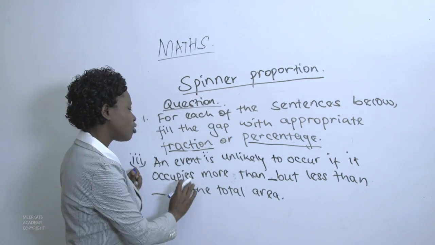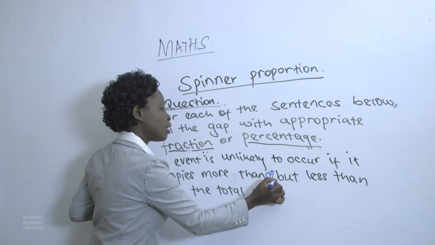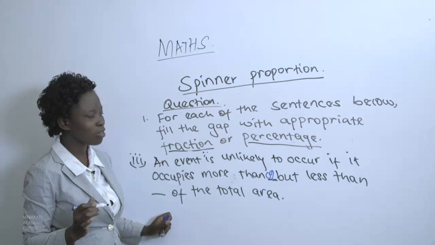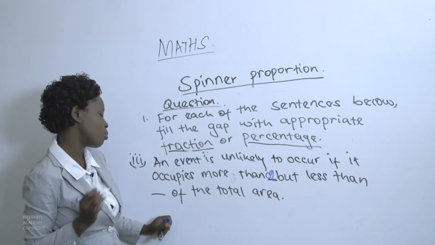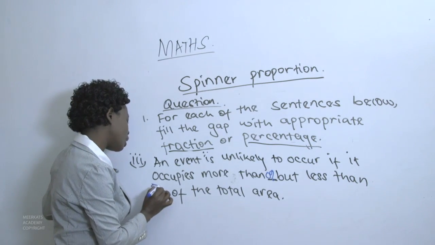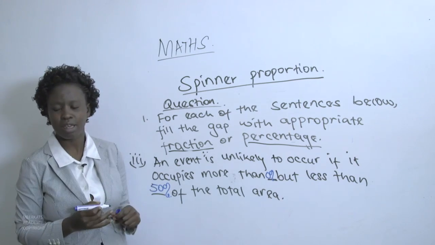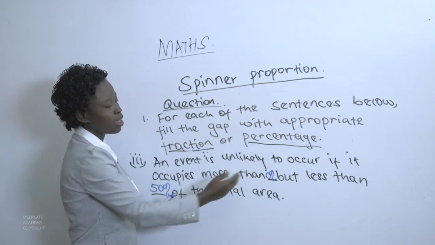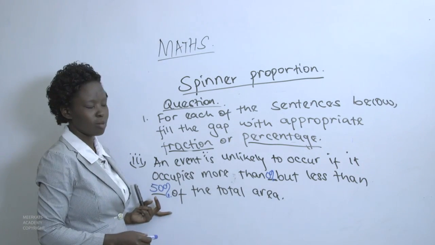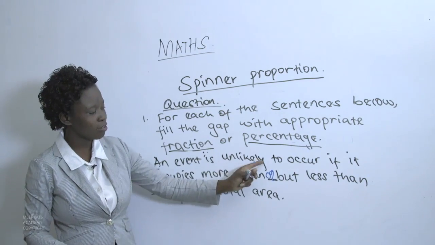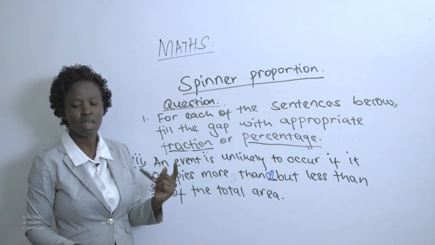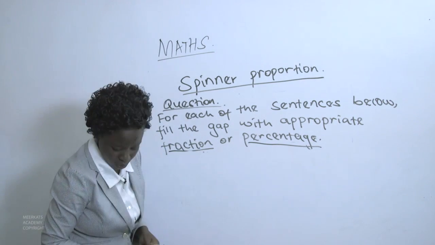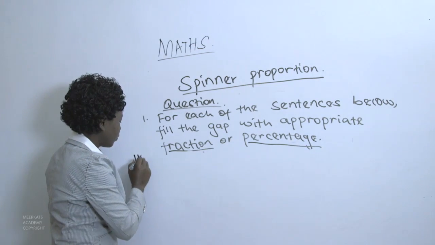So this means that it occupies more than 0%, but it is less than dash. Since it is unlikely, it means the possibility of it occurring is minimum. So since it is minimum, then it is less than a half of what is expected. Being less than a half, it is more than 0%, but less than 50%. So an unlikely event is more than 0% but less than 50%. Then finally, we have an event.